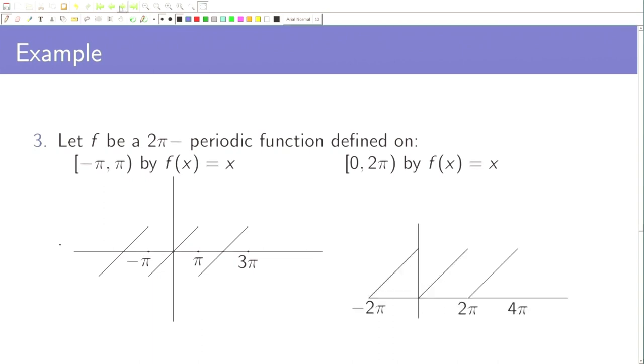On the other hand, if I look at this function, this is 0 to 2 pi, this is x. Now, I am cutting it from 0 to 2 pi and putting it from 2 pi to 4 pi. As you can see, this function and this function are different. So, it is very, very important to determine the interval when we are talking about the extension of the function from an interval. This interval plays a major role.